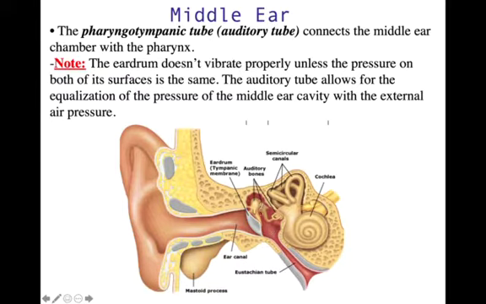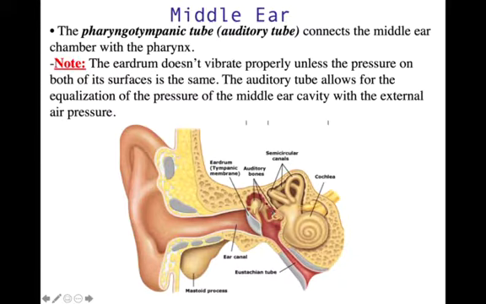Now, the function for this pharyngotympanic tube is that it equalizes the air pressure within your middle ear. So why do we need the air pressure in your middle ear to be somewhat equal to the pressure outside your ear? Well, here's your tympanic membrane. You want the pressure on both sides of the tympanic membrane to be relatively equal so that when the sound waves strike it, it's able to vibrate freely.